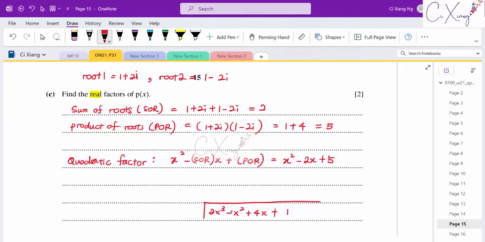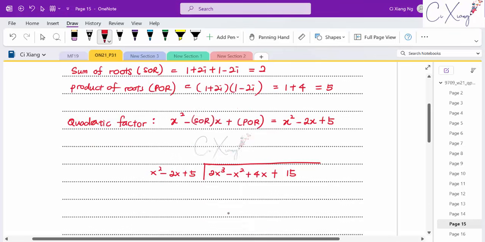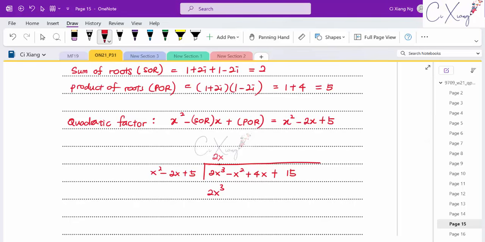Okay, so I have x squared minus 2x plus 5. Okay, so something multiplied with x squared to get 2x power 3. So the something here should be 2x, right? So 2x power 3. 2x multiplied with negative 2x, I have negative 4x squared. Then 2x multiplied with 5, I get 10.